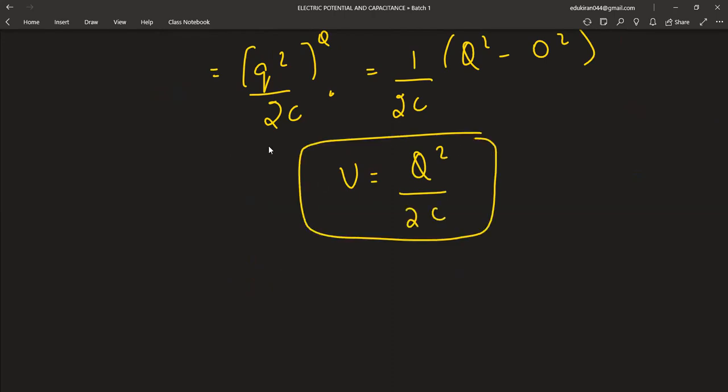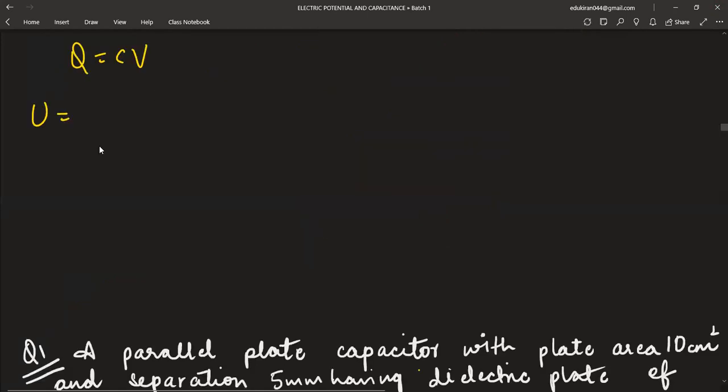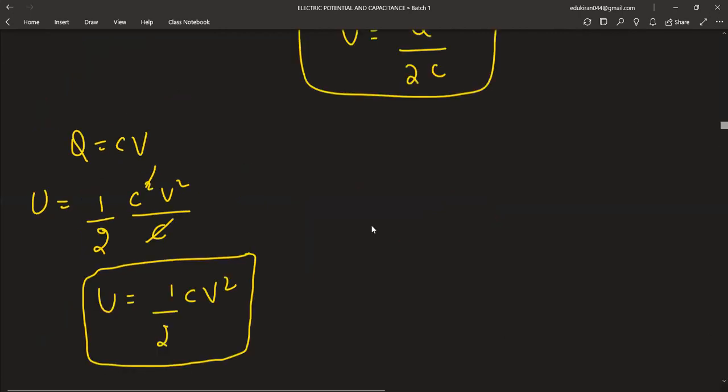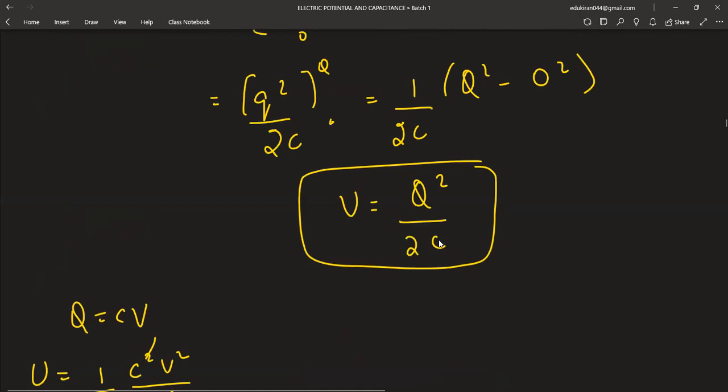Now because this is the work done, and Q is equal to CV, you know, what we can do is, U is equal to half, we put the value of Q square as C square V square, divided by C. This gets cancelled. So U is equal to half CV square. If you have only capacitance and potential, you can use this formula. If you have only charge and capacitance, you can use this formula. So this is the first, and this is the second.